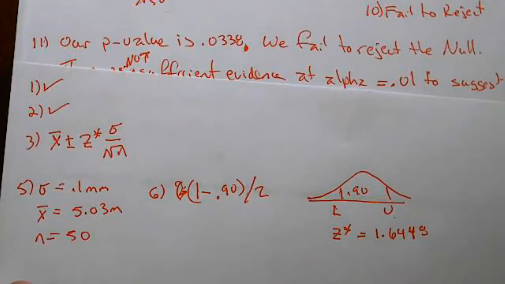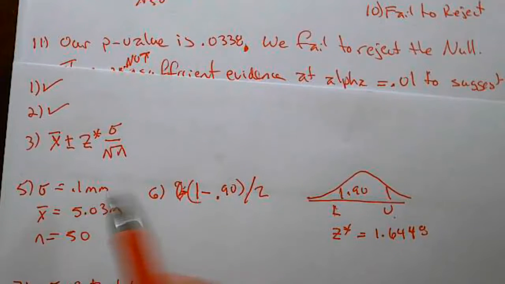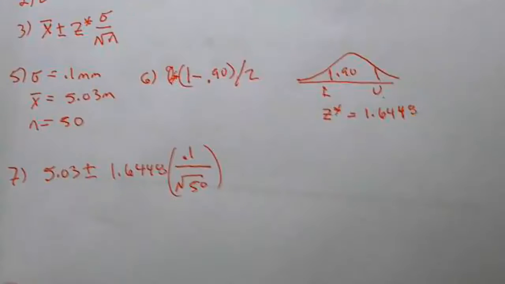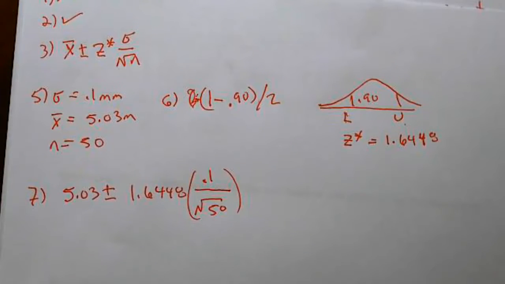So now it says plug in those values. So this is for number 7. So X bar is 5.03 plus or minus 1.6448. Standard deviation 0.1 divided by the square root of 50. So it should look something like that. Number 8 says write the interval.